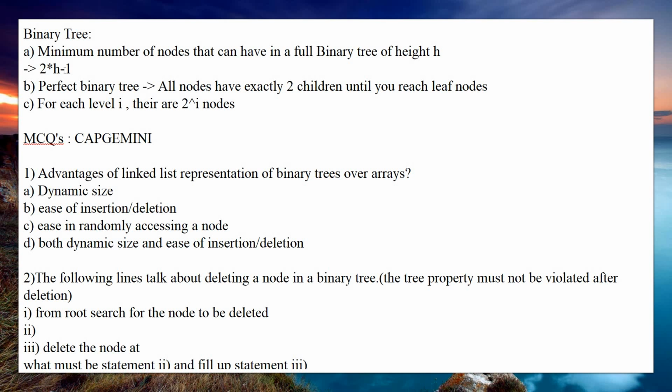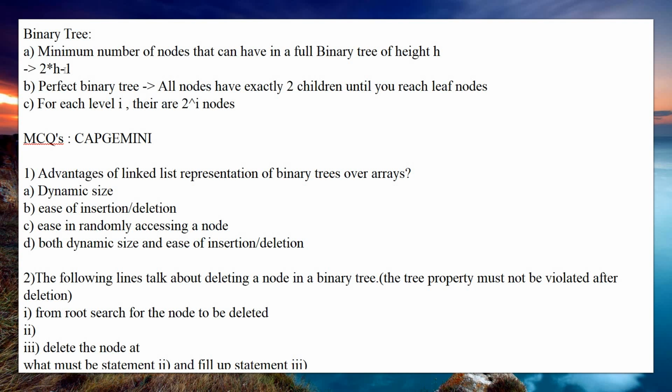So next thing is the perfect binary tree. You can call a binary tree perfect if all the nodes have exactly 2 children until you reach the leaf nodes. So if a tree has exactly 2 children at every node until the leaf nodes, then you can call it a perfect binary tree.